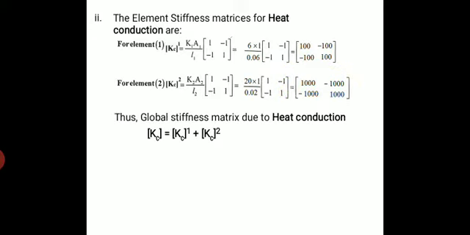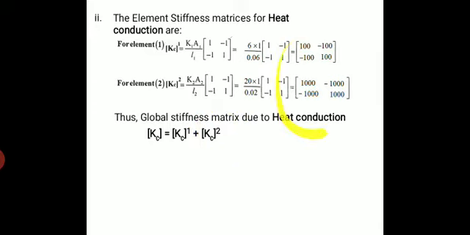Okay, so next, the global stiffness matrix due to heat conduction. Here I need to add the element 1 and element 2 conduction stiffness matrices. So Kc = Kc1 + Kc2. Here the superscripts 1 and 2 indicate not the node, it is the element. Kc1 is the conduction stiffness matrix for element 1, and Kc2 is for element 2.